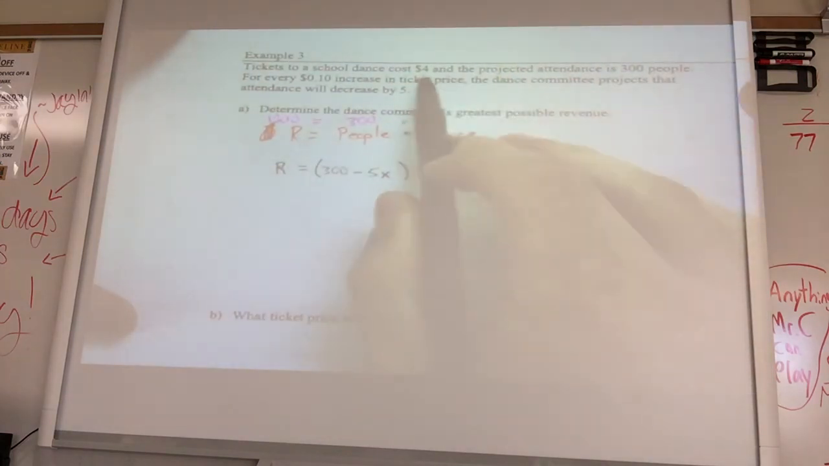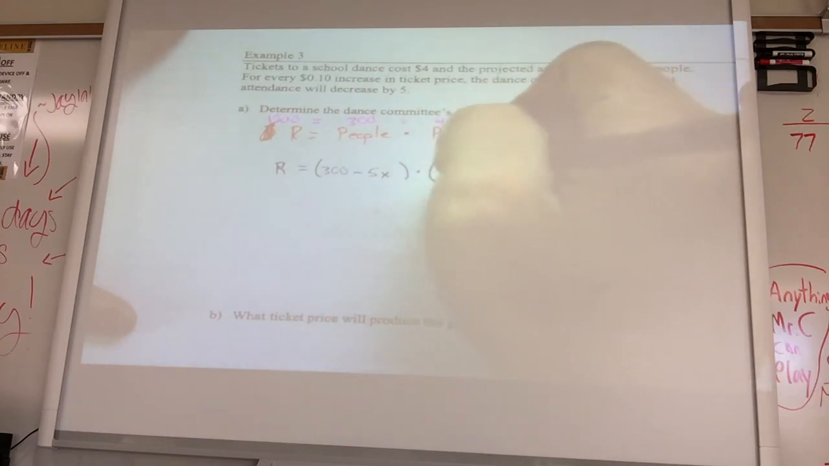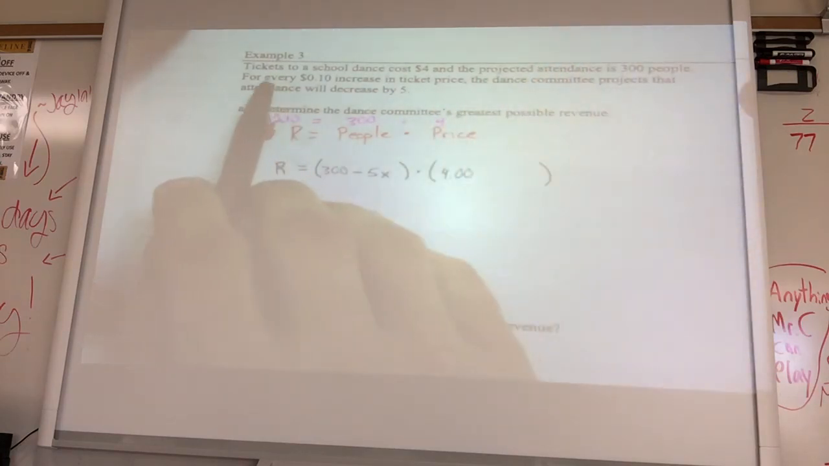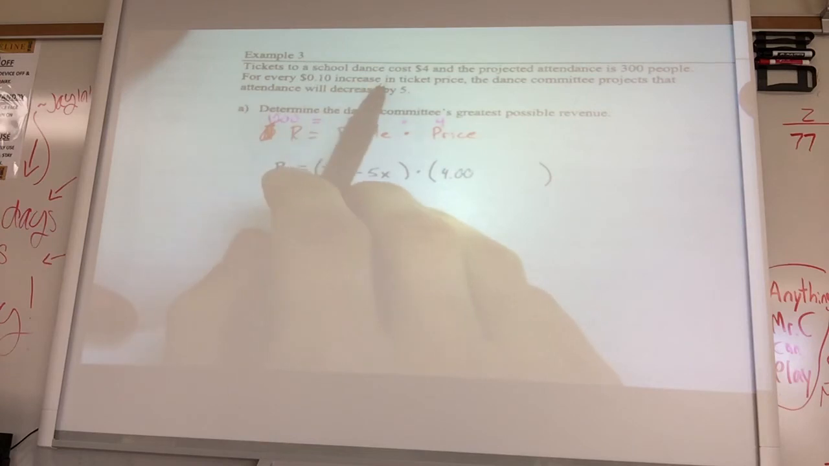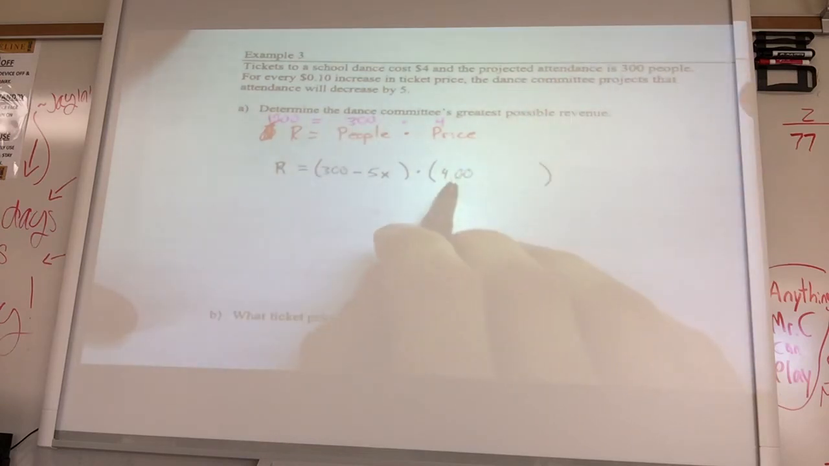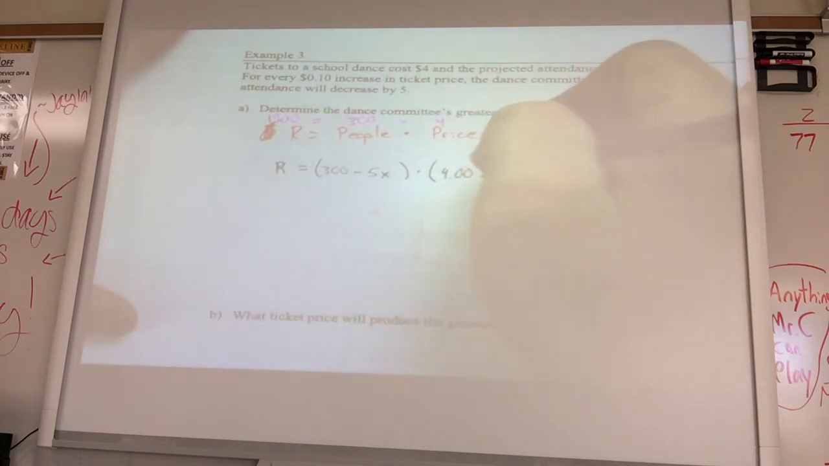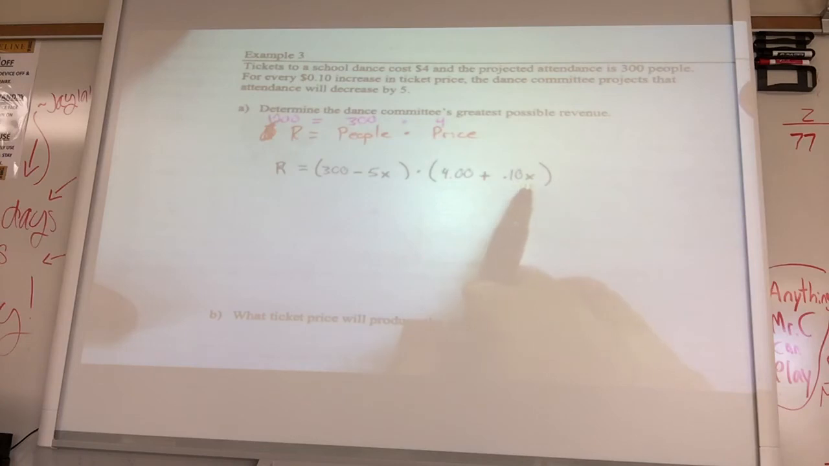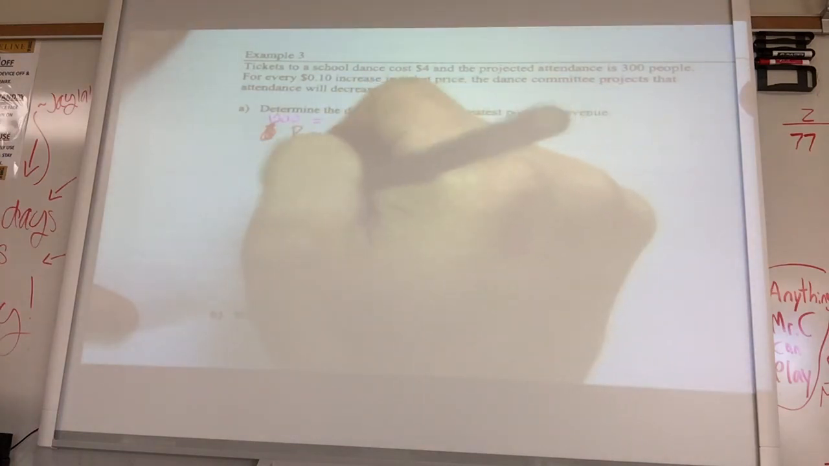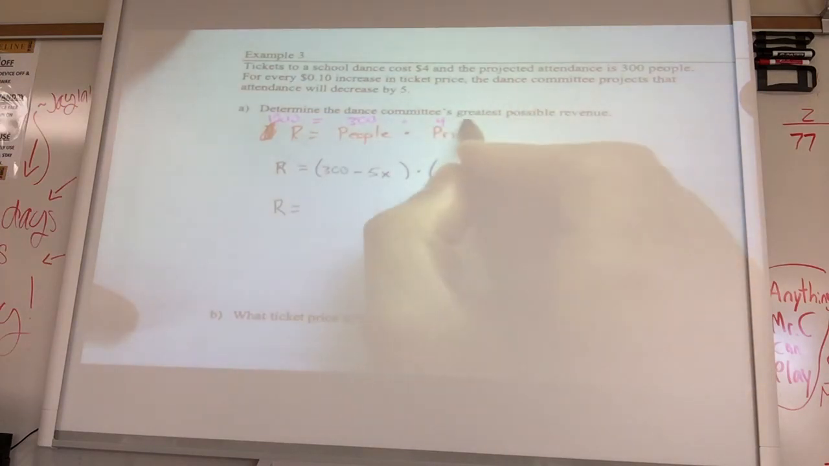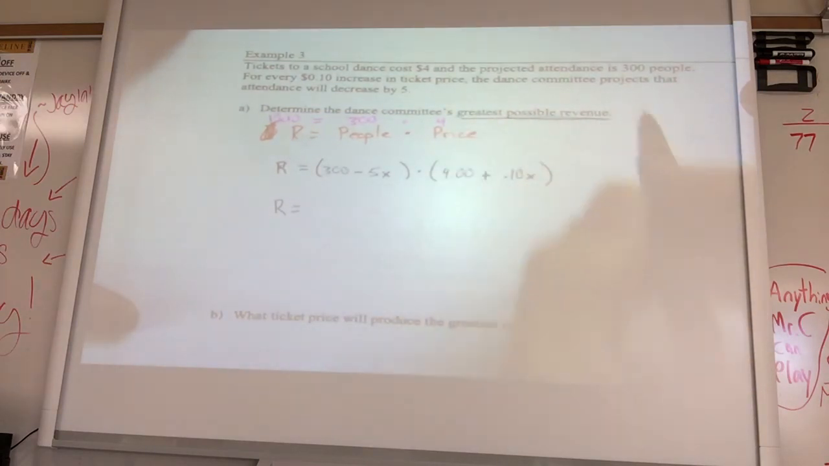And then I'm going to multiply that by the price. The price right now is $4. And for every 10-cent increase, so it's $4 right now, but for every price increase, I increase by 10 cents, so 0.10. Multiply these things out, so that will be my revenue equation, and I'm trying to get the greatest possible revenue. So I'm trying to maximize this revenue equation.